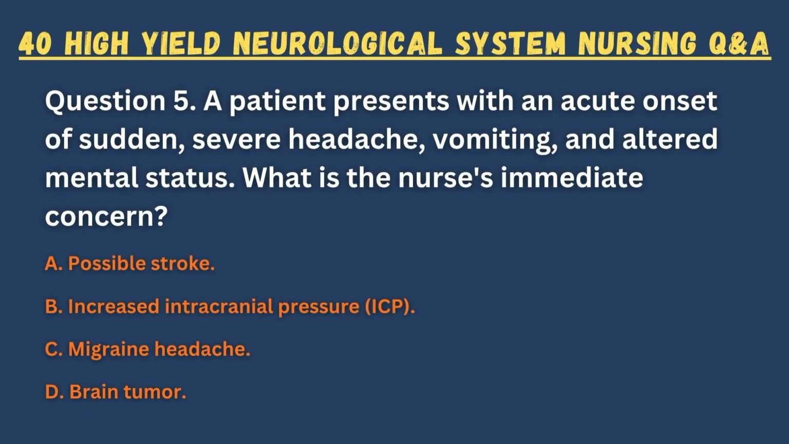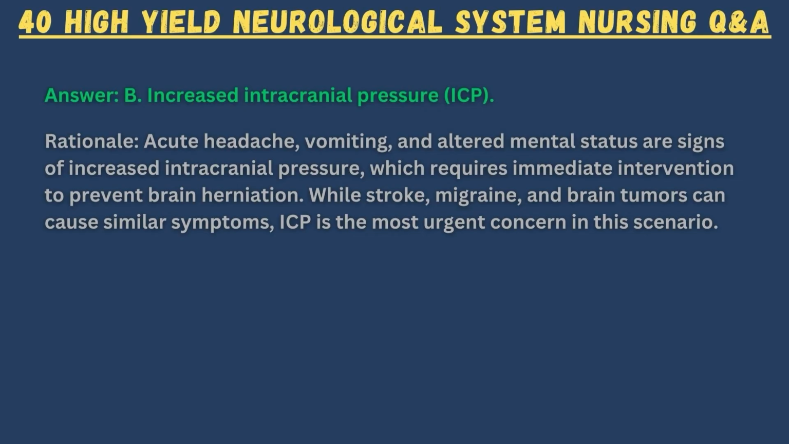Question 5. A patient presents with an acute onset of sudden, severe headache, vomiting, and altered mental status. What is the nurse's immediate concern? A. Possible stroke. B. Increased intracranial pressure, ICP. C. Migraine headache. D. Brain tumor. Answer: B. Increased intracranial pressure, ICP.